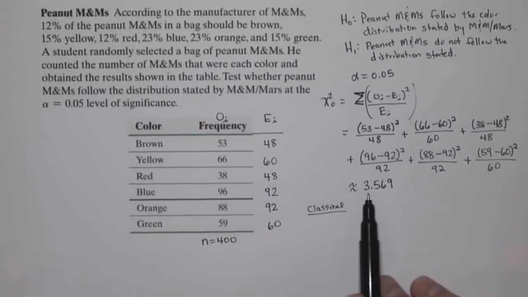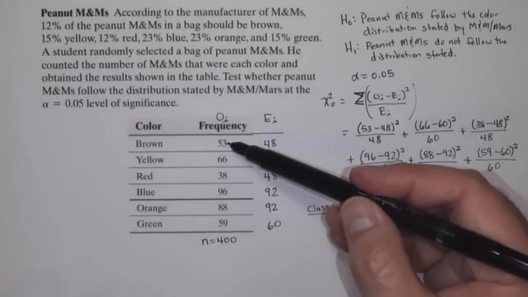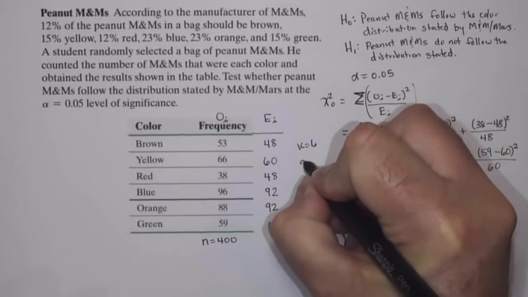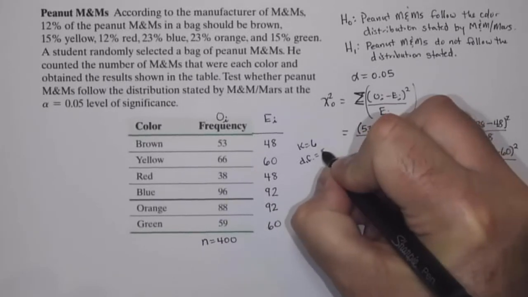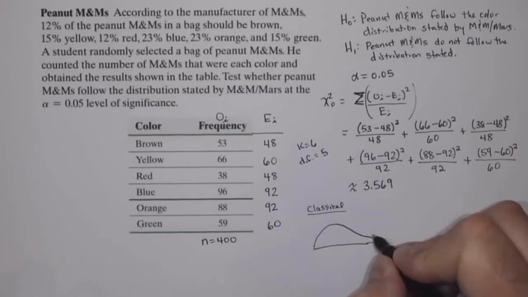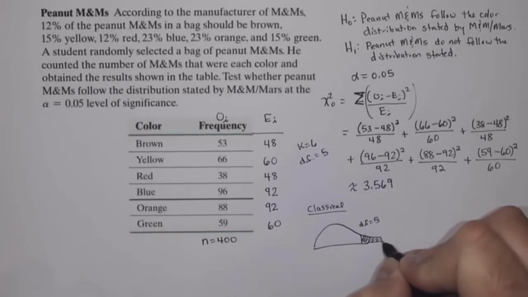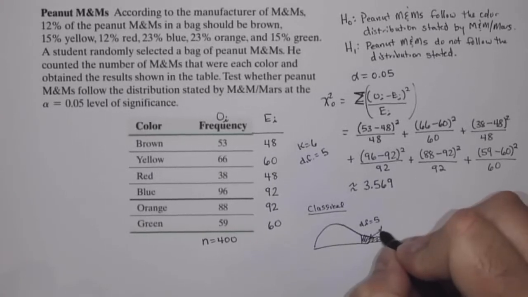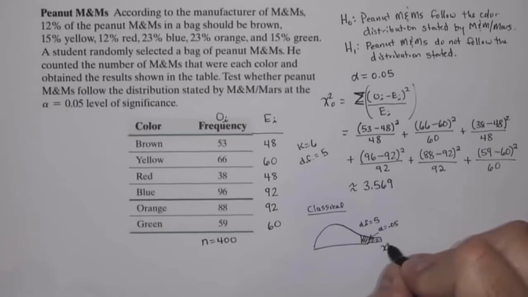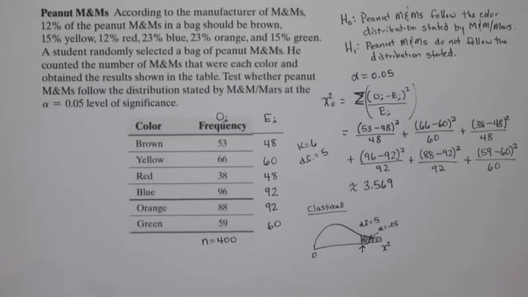So if I'm going to use the classical approach, I need to find the critical value to compare this to. Now in this particular case, we have 6 categories. So K equals 6, which means our degrees of freedom will be 5, 6 minus 1. So I'm going to be looking at a chi-square distribution with 5 degrees of freedom. The area in the right tail, because we're always doing a right tail test, is going to be alpha equals 0.05 because that's our level of significance. This is a chi-square test, and I need to figure out what that critical value is.